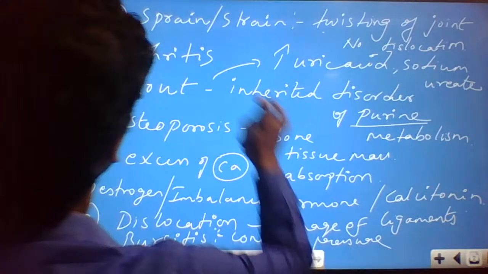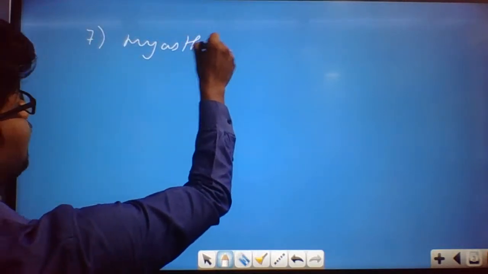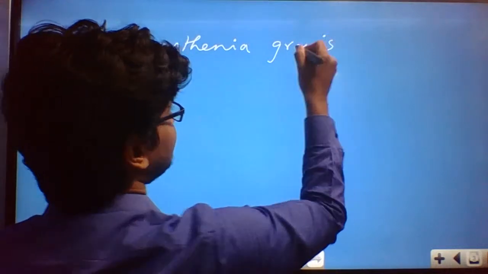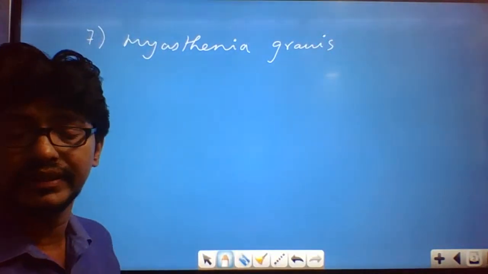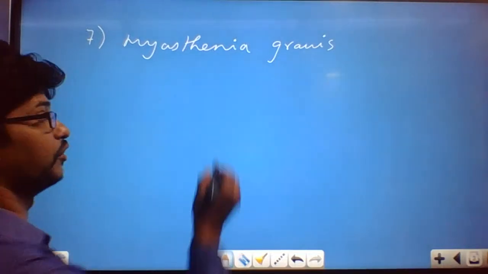So far we discussed 6 types of disorder. The 7th one is myasthenia gravis. Coming to myasthenia gravis, often the question comes from myasthenia gravis. இது என்ன type of disorders அப்படின்னு பார்த்தீங்கன்னா, it's an autoimmune disorder.